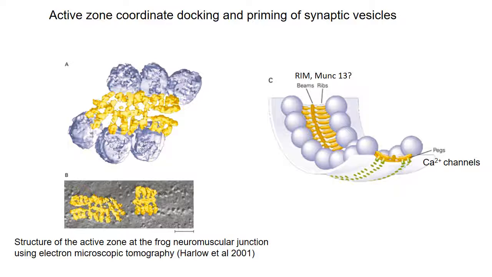But the real challenge is to fit this into a spatial picture, how this really looks in the active zones. Here we have really amazing images of a neuromuscular junction using electron microscopy tomography. At the top you can see vesicles, and then you have these structures called beams and ribs that are binding to them. We also have pegs, which we think are calcium channels. What is really a challenge right now is to find the molecular identity of these structures that we can see through electron microscopy tomography. It is quite possible that RIM and Munc proteins, which we talked about a moment ago, are involved in docking the vesicles, and calcium channels are at least part of the molecular components of the beams and ribs that we can see in this neuromuscular junction.